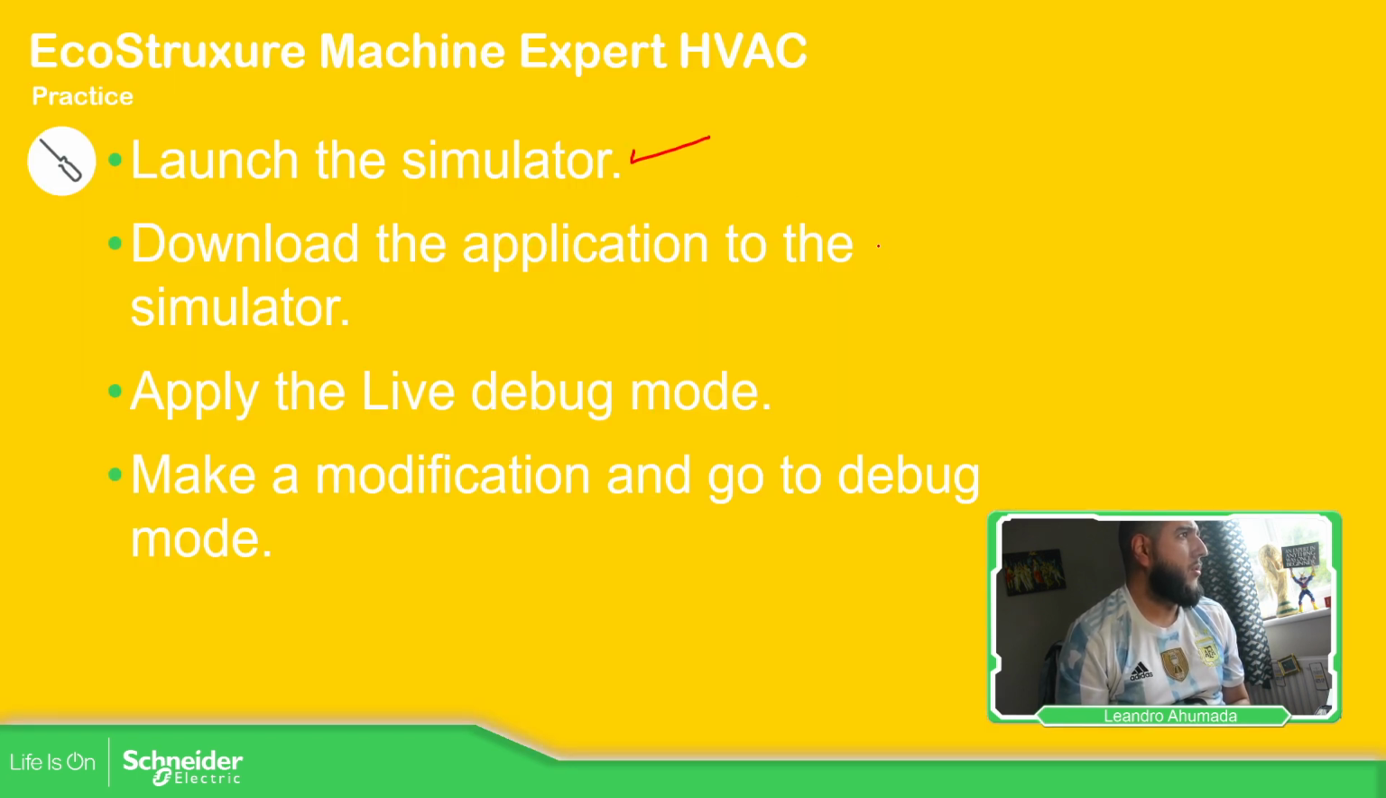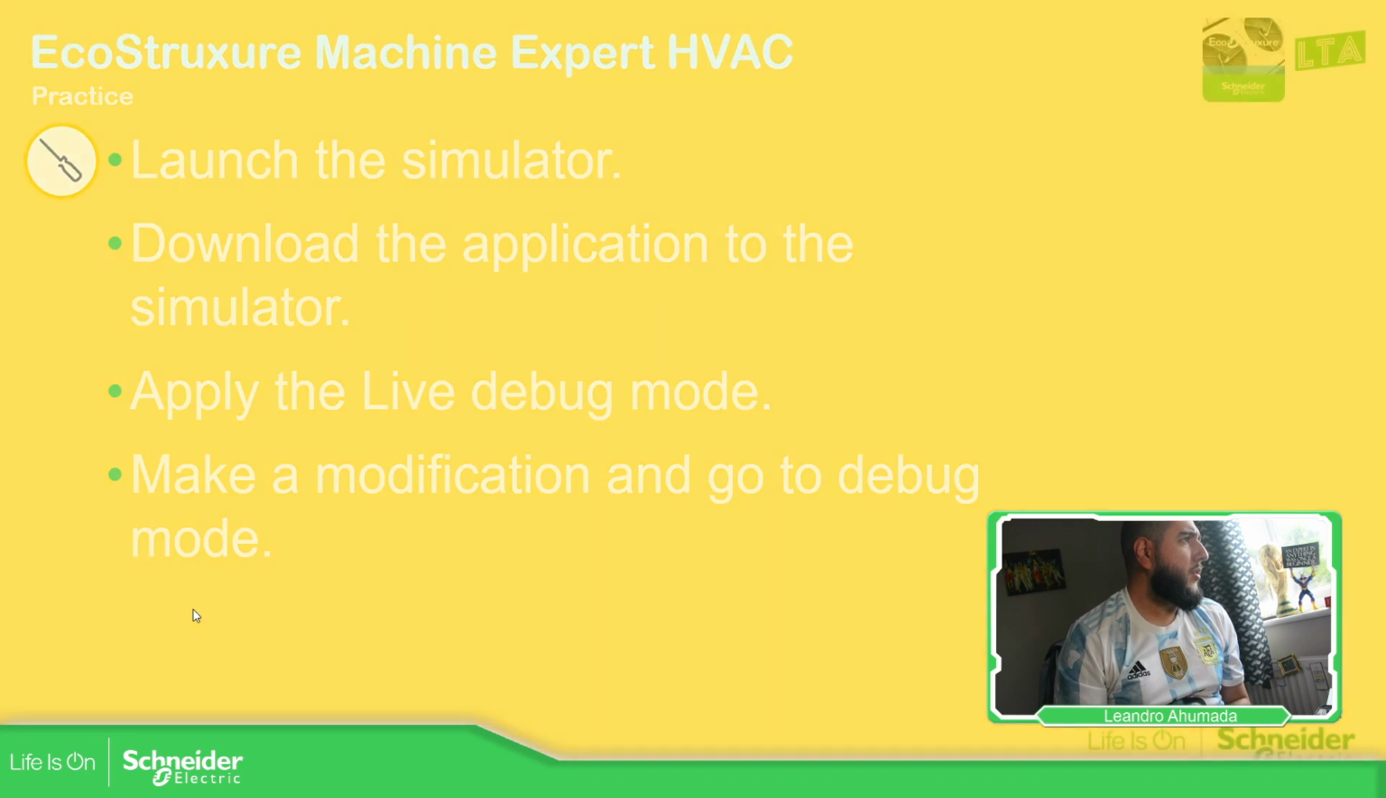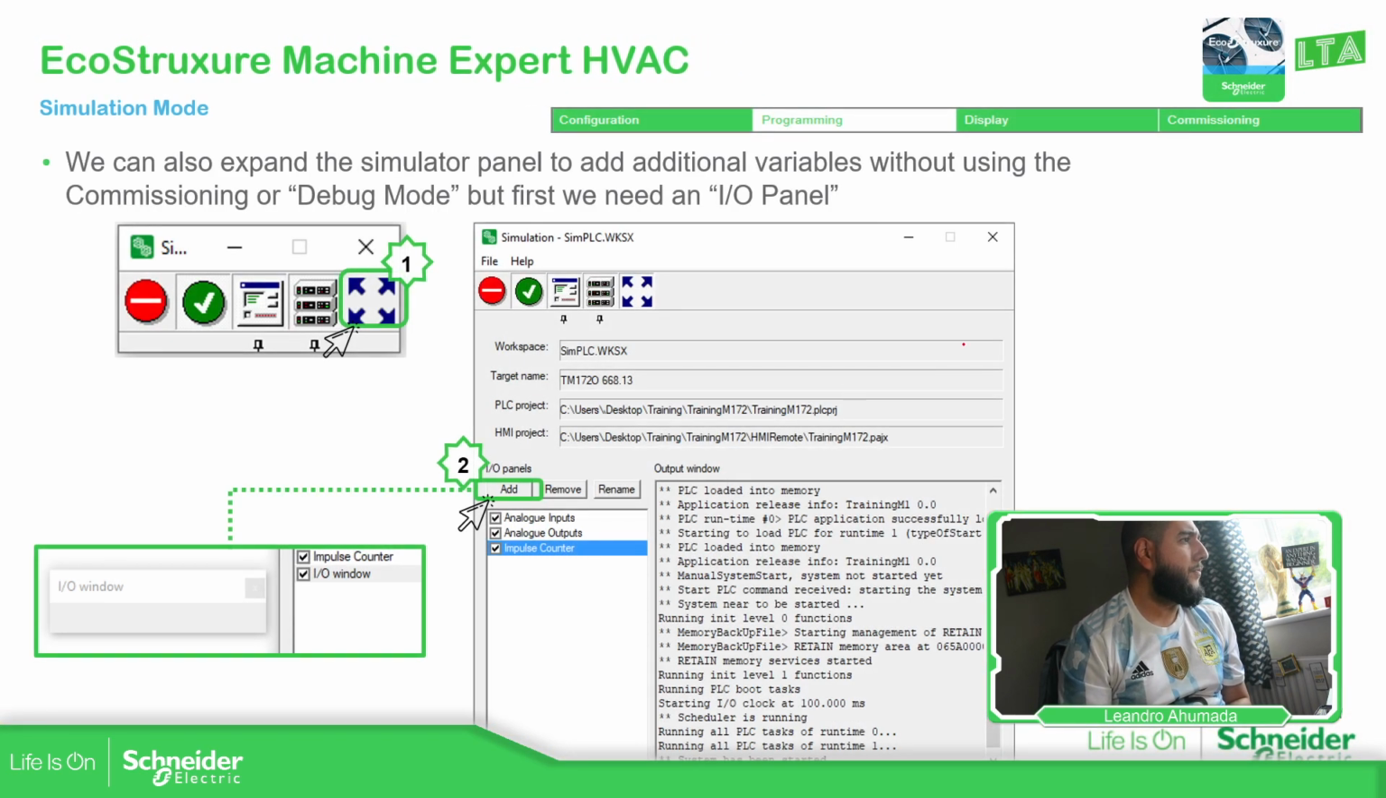Launch the simulator, download the application, apply debug mode, make a modification, and go to debug mode. This is what I have done. In my case, the modification was to add a POU into the main. Okay, something important about the simulation, which is quite handy.